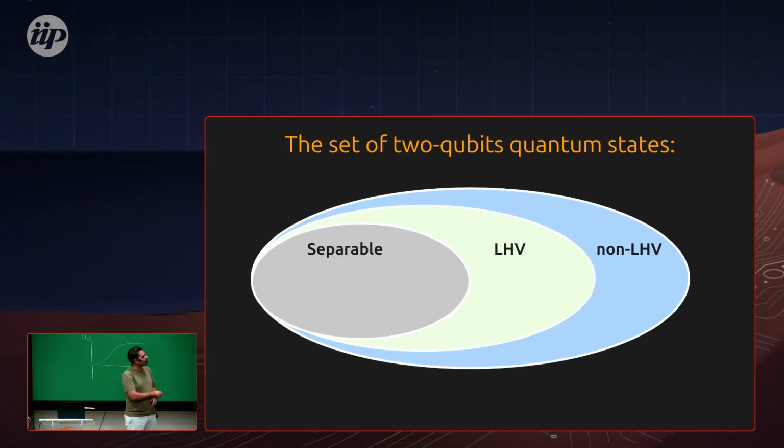Here I have a pictorial representation of the set of quantum states. In this gray area here, I have the separable ones. Everything that is outside this area are the entangled ones. And for instance, you can have some states here that are local but are entangled. So someone here is local but entangled.